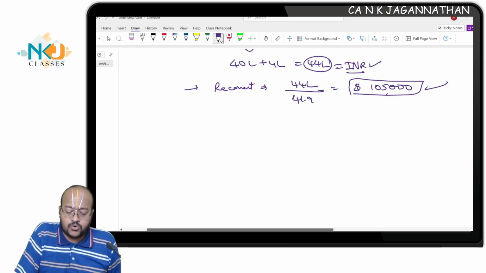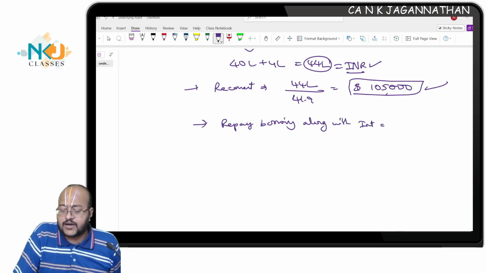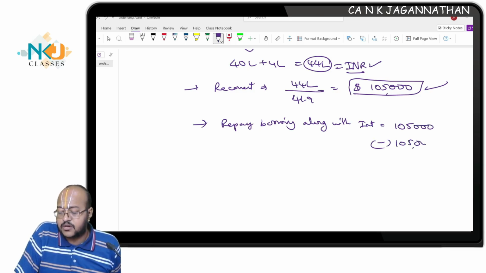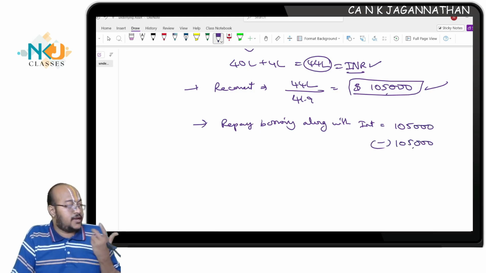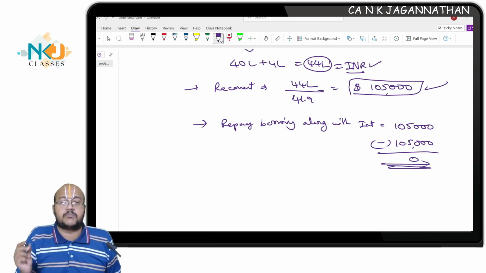Now next step, what do I do? Repay the borrowing along with interest. What is that? 1,05,000. So 1,05,000 minus 1,05,000, because I borrowed 1 lakh dollars, and then 5,000 I need to pay as interest as well. Then profit or loss will be nil.